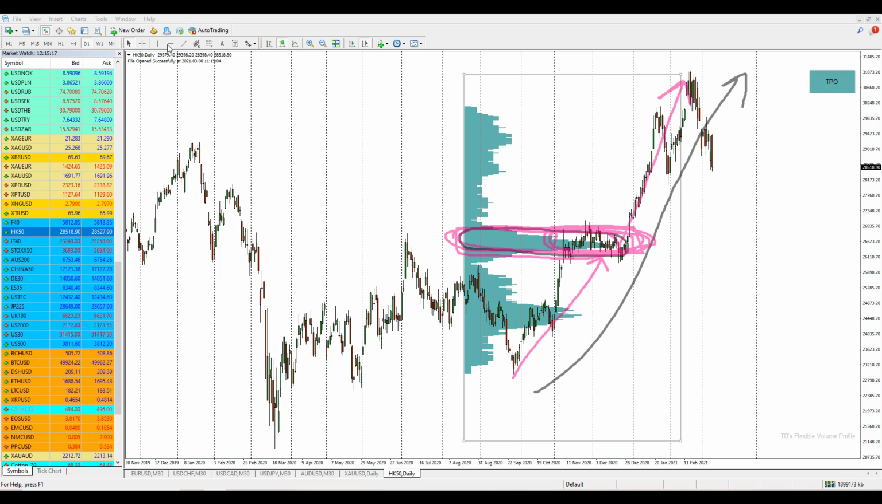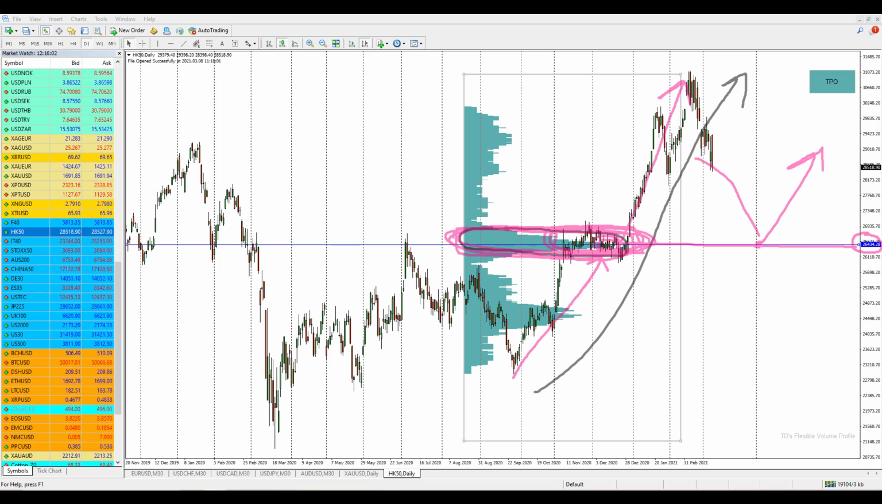So let me print a line there. This is the point of control. This is where the heaviest volumes got traded, around 26,400. And when the price makes it back, the buyers from this area should defend this zone. They placed massive volumes there, and they'll want to defend this zone, and that's why this is a perfect entry point for a long trade.